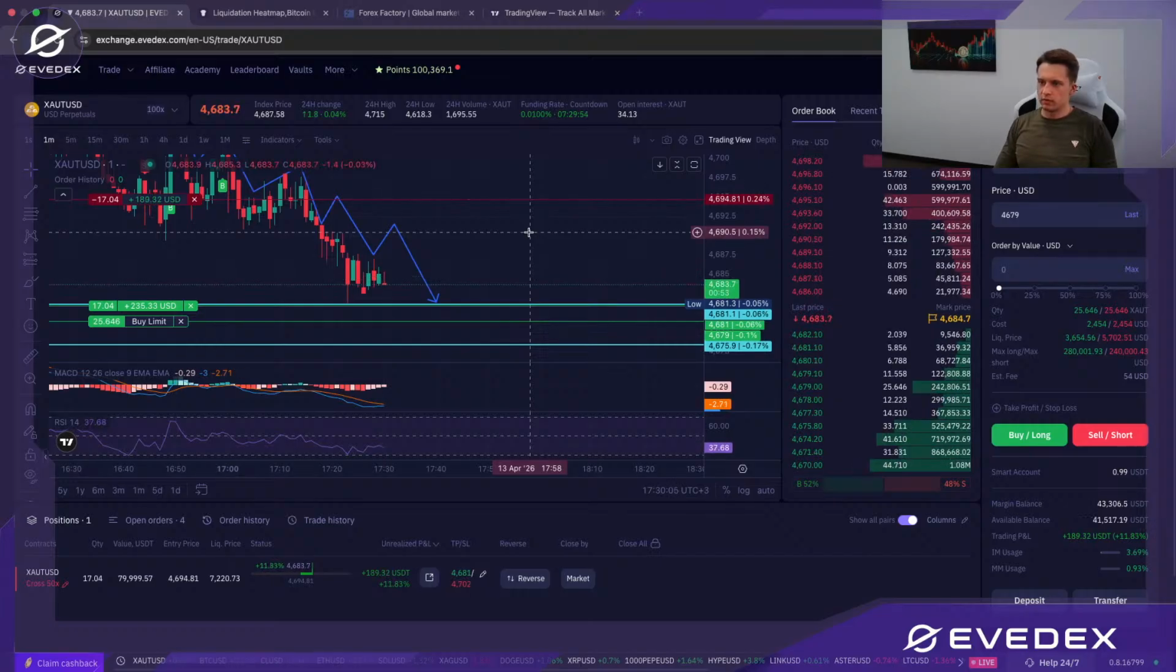Very jumpy. Gold is a lot more volatile than, say, Bitcoin. Bitcoin is a bit more unpredictable, whereas gold tends to want to stay in the resistance and support levels. Obviously not perfectly, because then everyone would be making money, but it tends to be a lot more, well, I'd say predictable in a way.